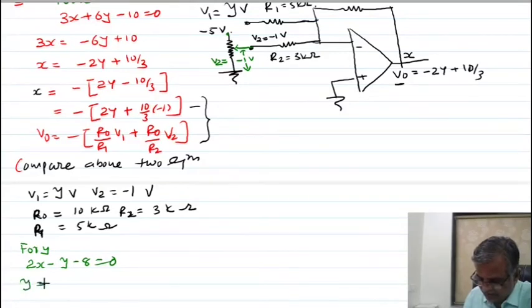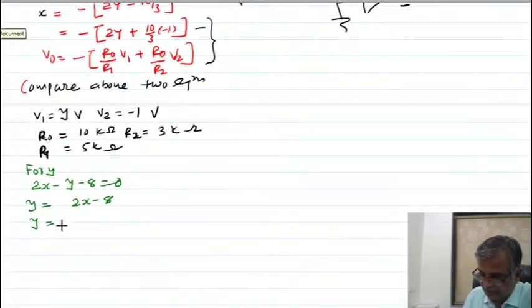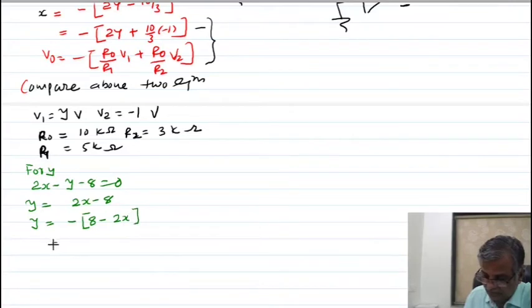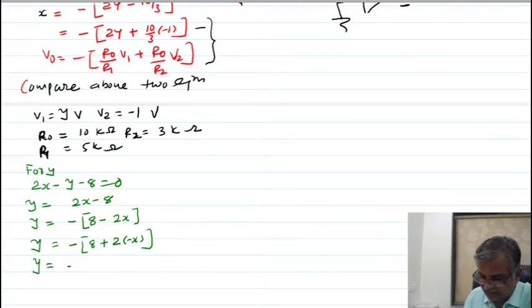So y is equal to 2x minus 8, or I can write y is equal to, taking the minus common, 8 minus 2x, or I can write minus 8 plus 2 into minus x. This is your y. Compare this with the standard equation R0 by R1 into V1 plus R0 by R2 into V2.